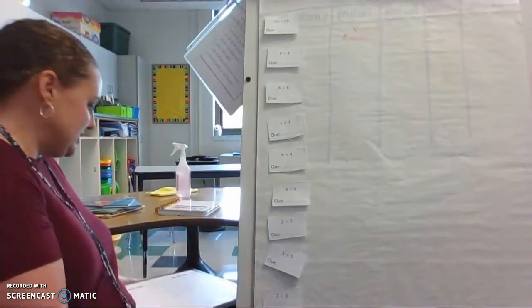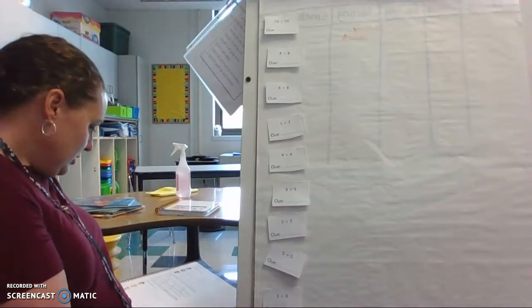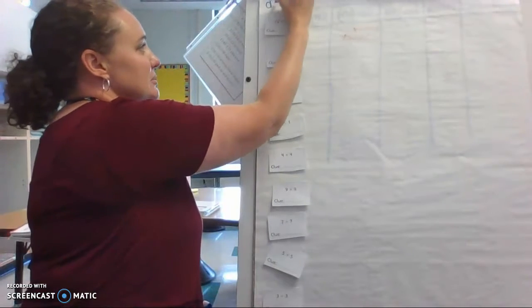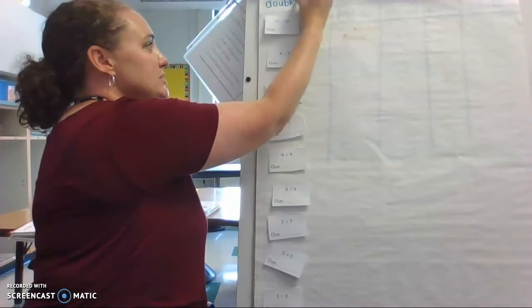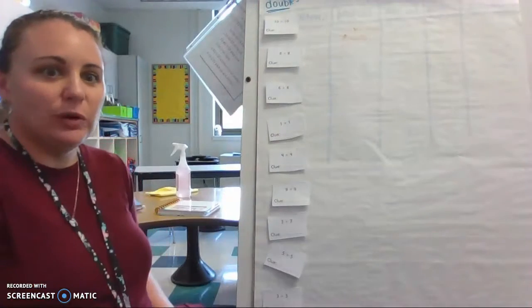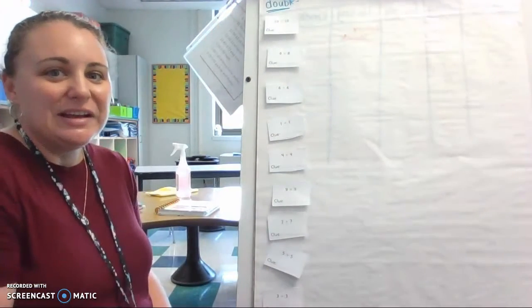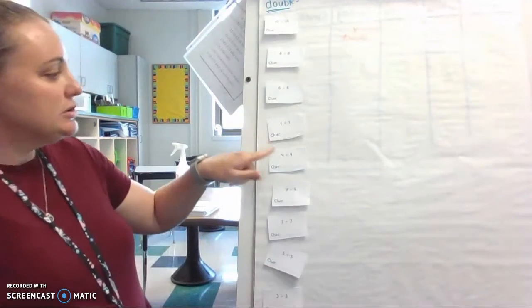So these facts are called something. 10 plus 10, 8 plus 8, 6 plus 6, 1 plus 1. What are these? Absolutely. These are our doubles. And that's why our doubles only have one fact. Because you wouldn't write 10 plus 10 and then 10 plus 10 as a second fact. It's the same thing. So these are our doubles. When we double, it means we add the same number to itself. So 4 plus 4 is 8.